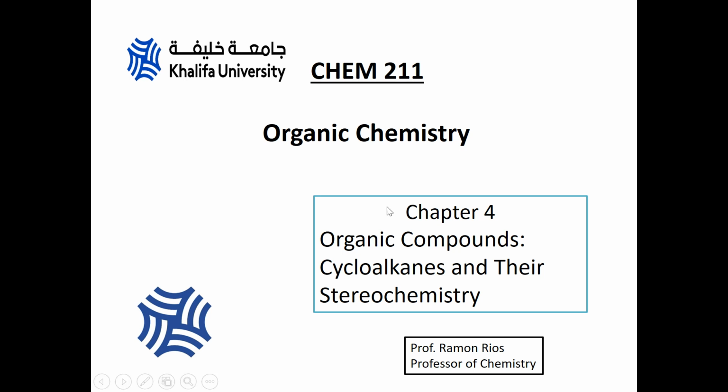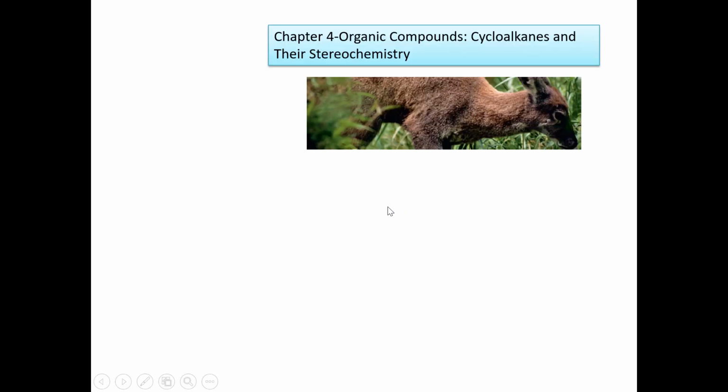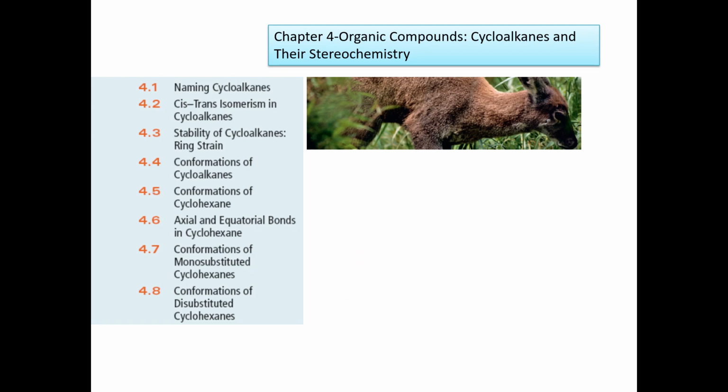During this lecture we will talk about cycloalkanes and their stereochemistry. We will name cycloalkanes, we will talk about cis-trans isomerism in cycloalkanes, and the stability of cycloalkanes, the ring strain, conformations of cycloalkanes, and conformations of cyclohexane, very important, for example, for sugars. Axial and equatorial bonds in cyclohexane, conformation of monosubstituted cyclohexanes, and conformations of disubstituted cyclohexanes.